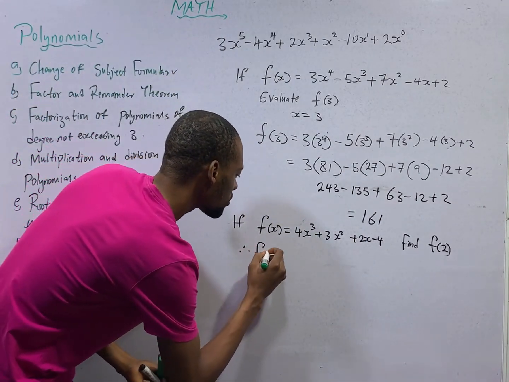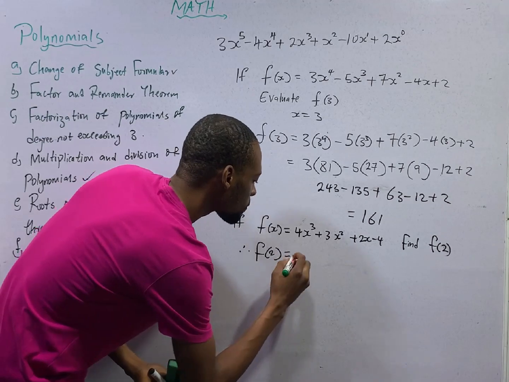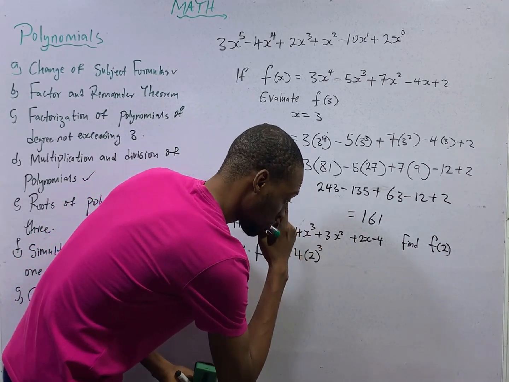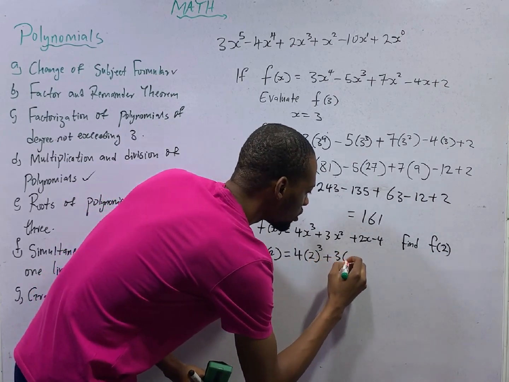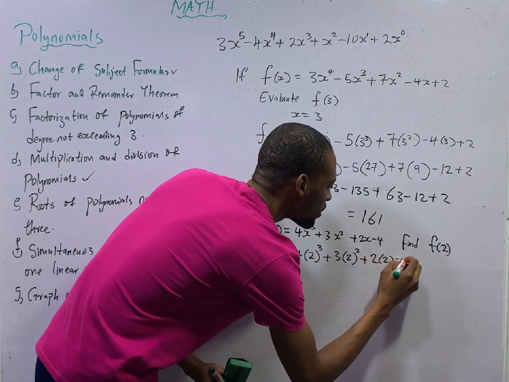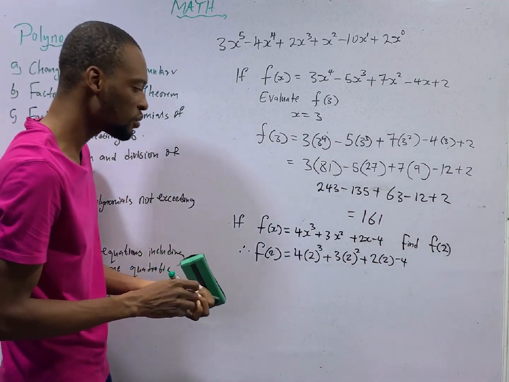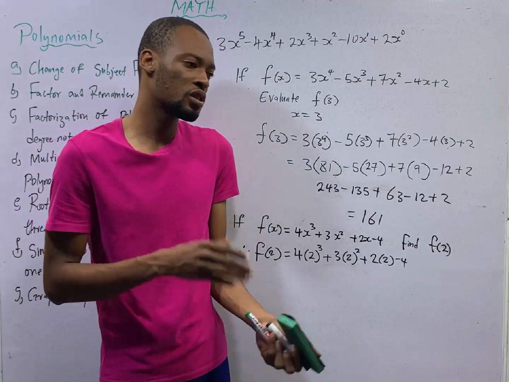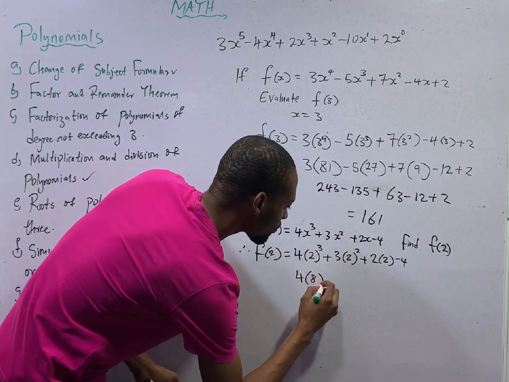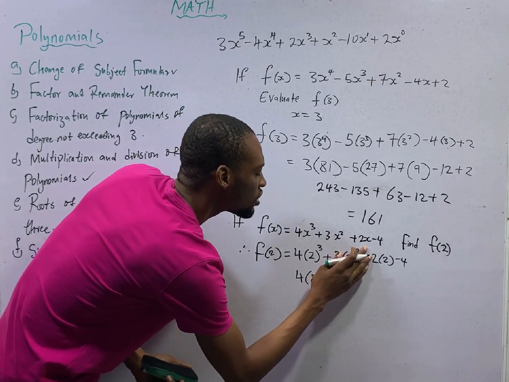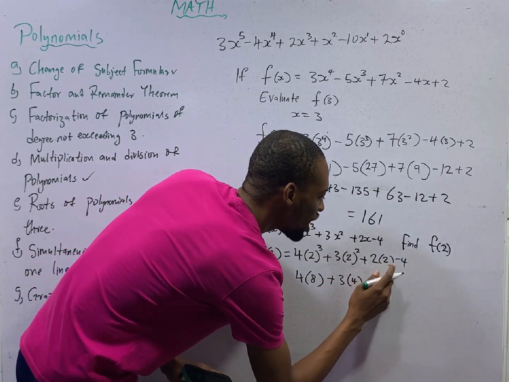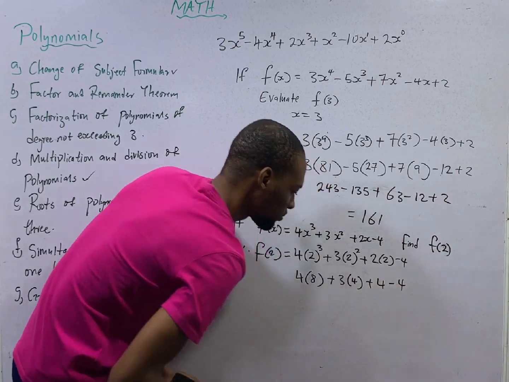Therefore, the function of 2 will simply be 4 times 2 raised to the power of 3 plus 3 times 2 raised to the power of 2 plus 2 times 2 minus 4. So we substitute here. 2 raised to the power of 3 is 2 times 2, 4 times 2, 8. We have 4 times 8 plus 2 raised to the power of 2 is 4. So 3 times 4 plus 2 times 2 is 4 minus 4.